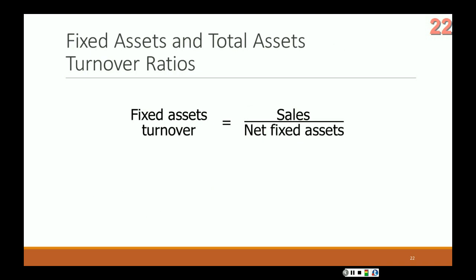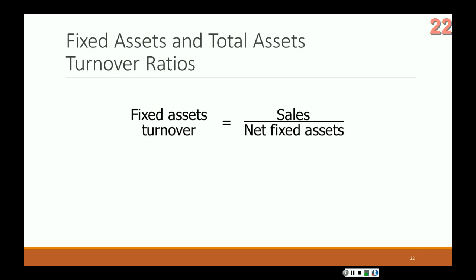Fixed asset turnover. This ratio measures our ability to generate sales from fixed assets. It's most often used in the manufacturing industries. When companies make large purchases, investors watch this ratio to see how effective the investment was.